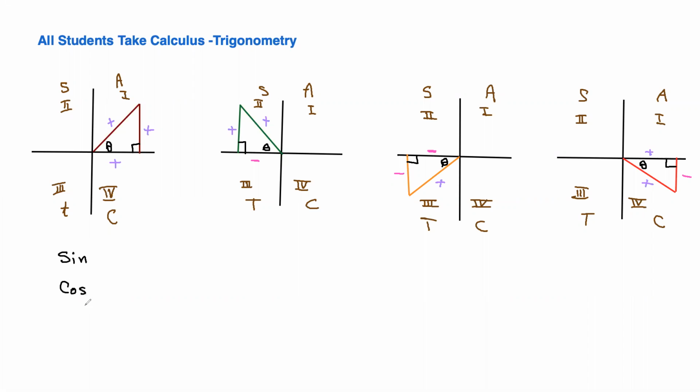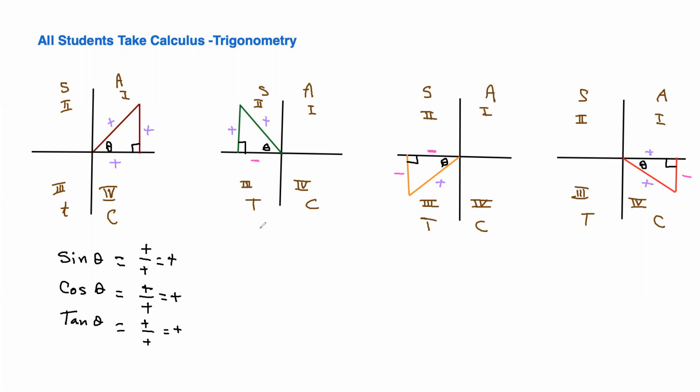cosine, and tangent, sine is opposite over hypotenuse, so that's positive over positive, which is overall positive. Cosine is adjacent over hypotenuse, which is positive over positive, positive. And the tangent as well is opposite over adjacent, and both of them are positive over positive. And that ends up giving you positive.